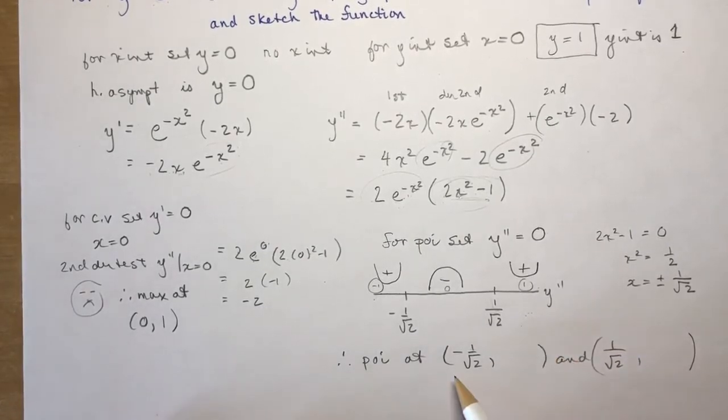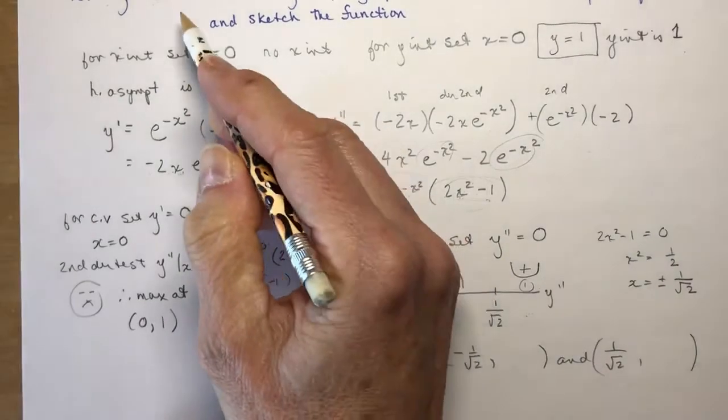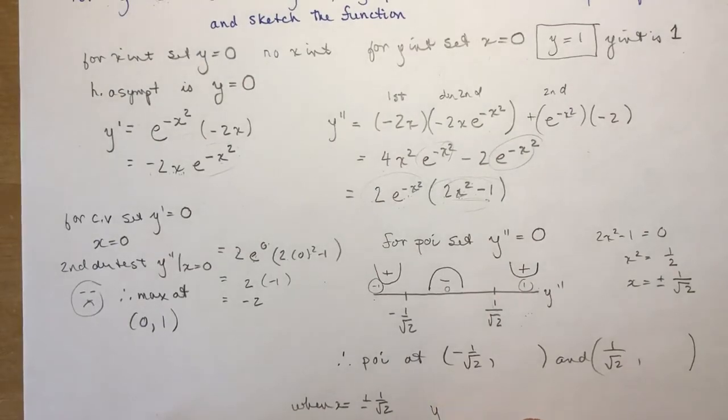Now remember that when you go to find the coordinates, you must plug them back into the original function. So when x is equal to, I'm going to put in plus or minus 1 over root 2 here because I'm squaring. My function is y equals e.